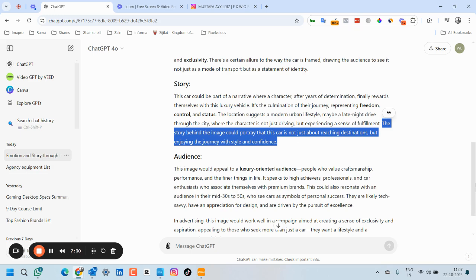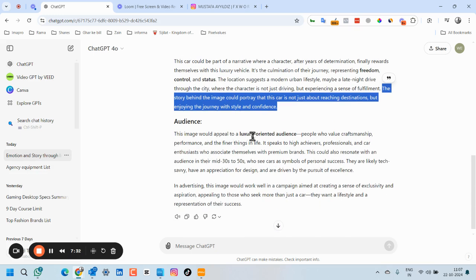Audience: this image would appeal to the luxury oriented audience, people who value craftsmanship, performance, and the finer things in life. It speaks to high achievers, professionals, and car enthusiasts who associate themselves with premium brands. This could also resonate with an audience in their mid 30s to 50s who see the car as a symbol of personal success. In advertising, this image could work well with campaigns.